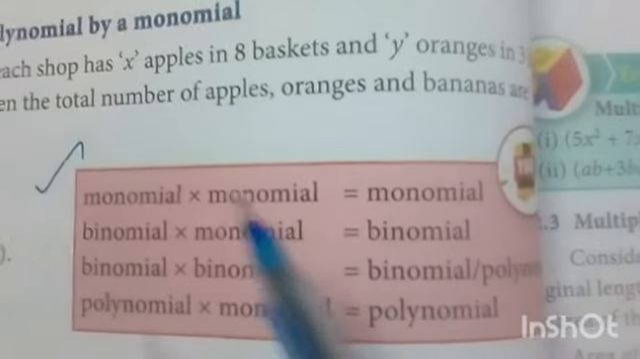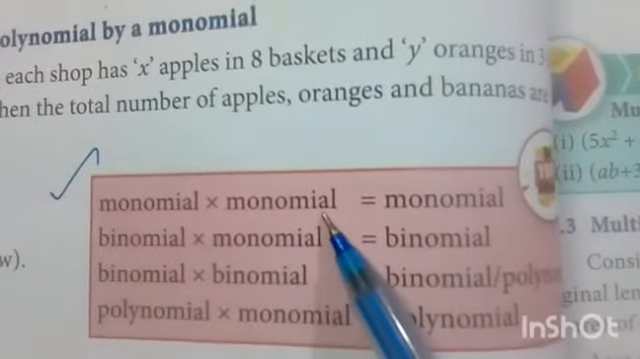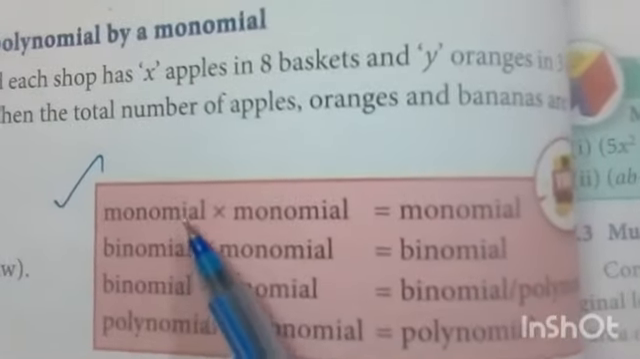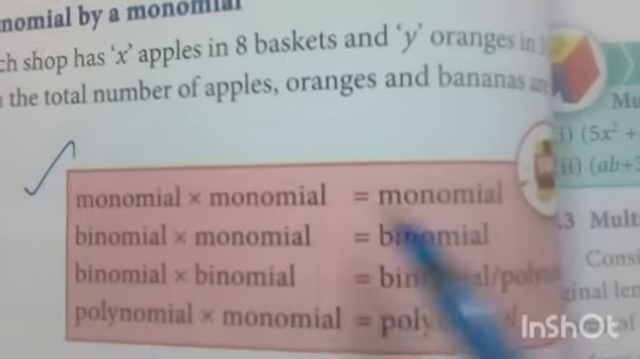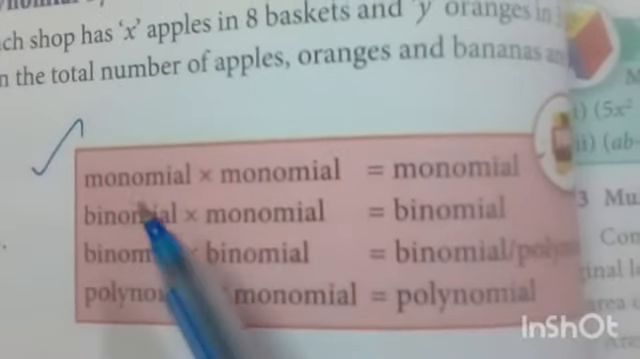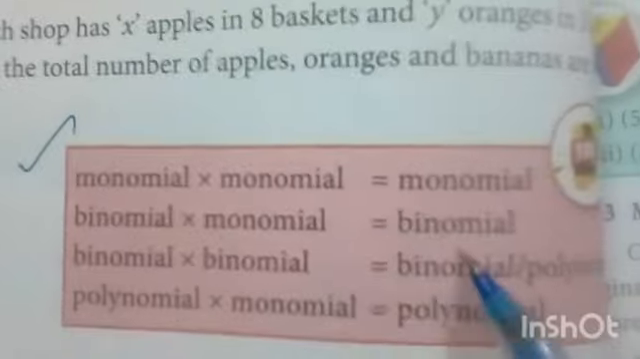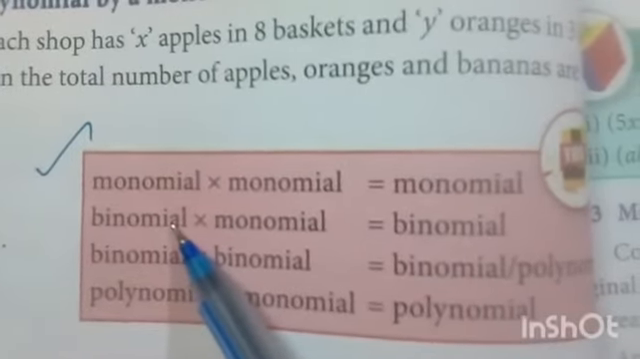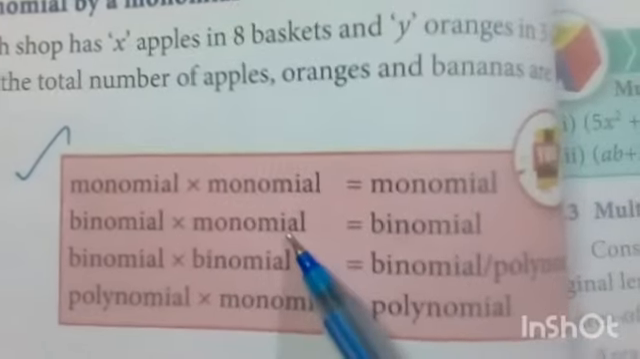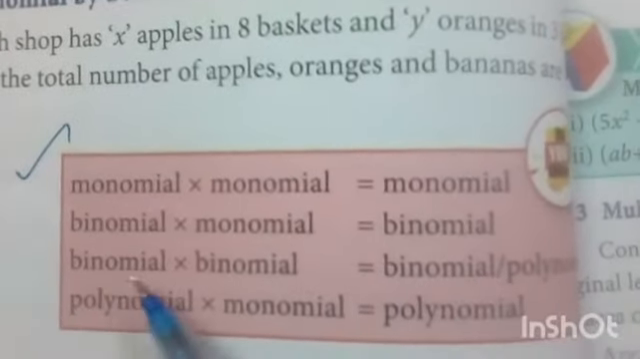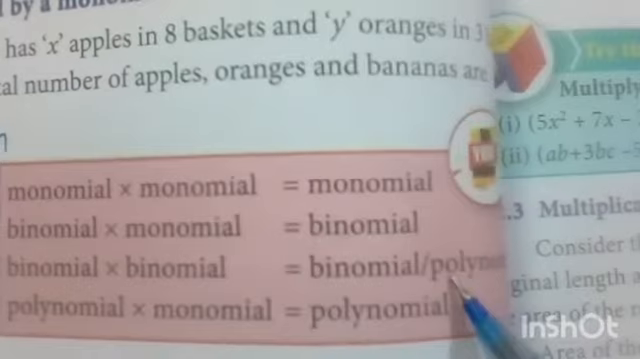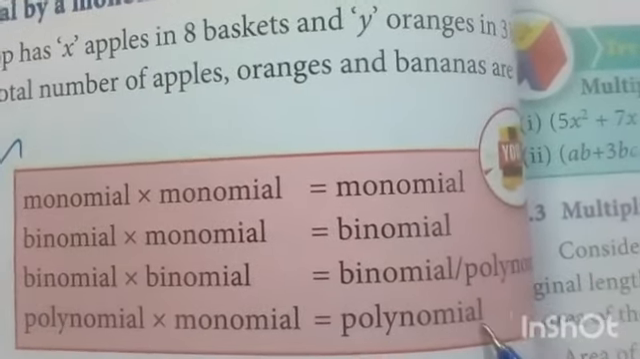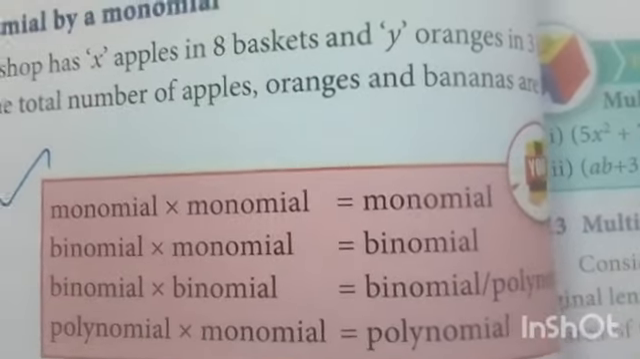Now, one more important topic: one-word questions. Monomial into monomial is a monomial. Monomial means the expression has only one term. Binomial into monomial: binomial means the expression has two terms, and the other has one term, so the answer is a binomial. Binomial into binomial is a binomial or polynomial. Polynomial into monomial is a polynomial. These are the one-word questions.